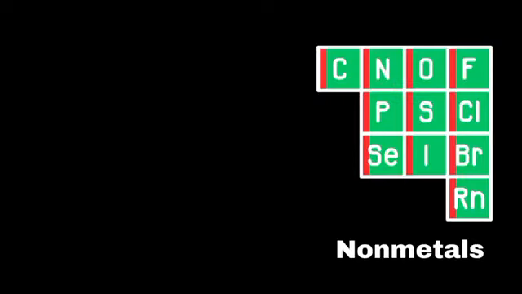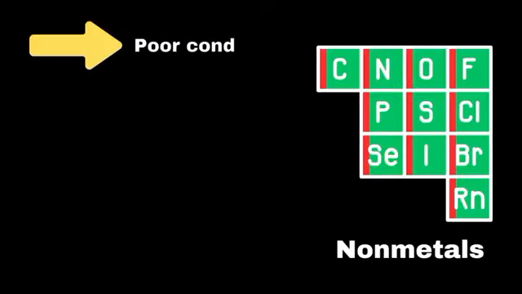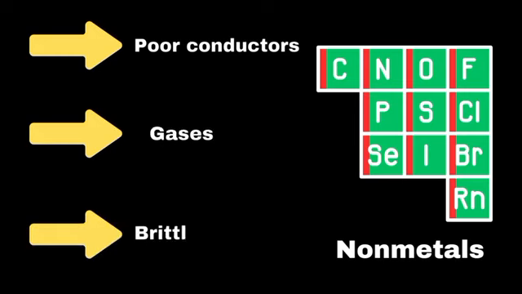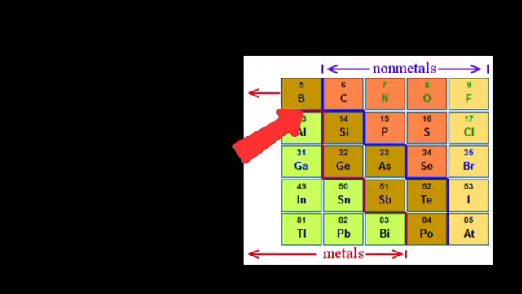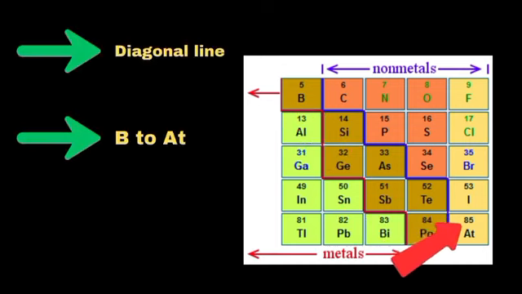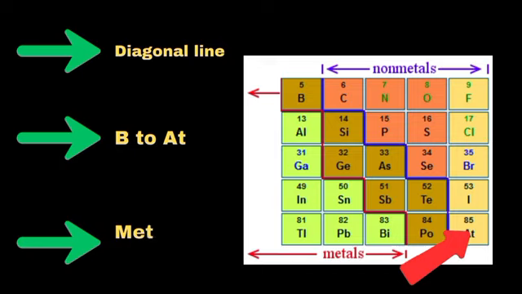Nonmetals are located on the right side, are generally poor conductors of heat and electricity, and can be gases, like oxygen, or brittle solids, like sulfur. Metalloids lie between metals and nonmetals, forming a diagonal line from boron to astatine. They have properties of both metals and nonmetals, making them useful in semiconductors.